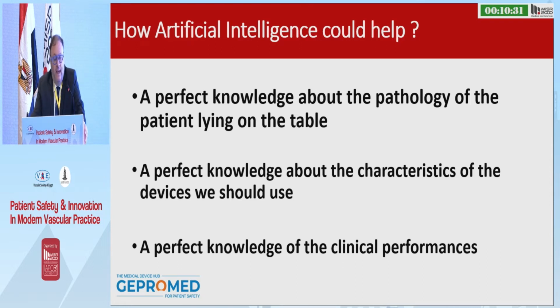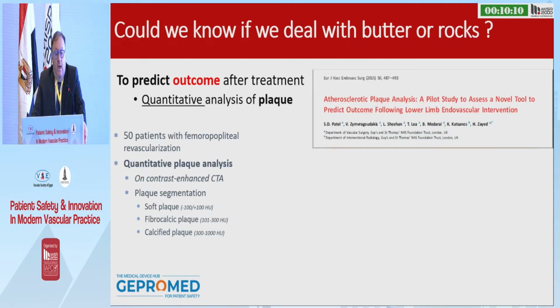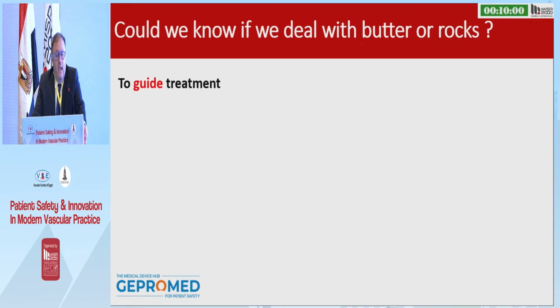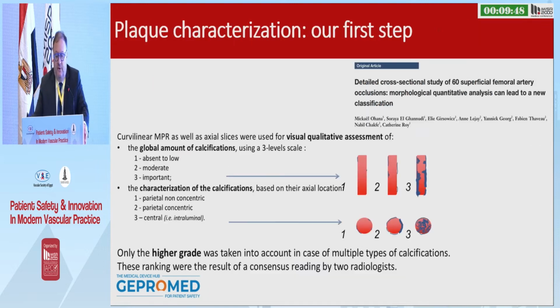Then how could AI help? We think that we could get a perfect knowledge about the pathology of the patient lying on the table, a perfect knowledge about the characteristics of the devices we should use, and a perfect knowledge of the clinical performances. With the images, you can predict outcome after treatment using some quantitative and qualitative analysis of the plaque, as you can see here. You can guide treatment depending on the characterization of the plaque. You can advance pre-op imaging, leading to a precise plaque characterization and the best choice of the device.